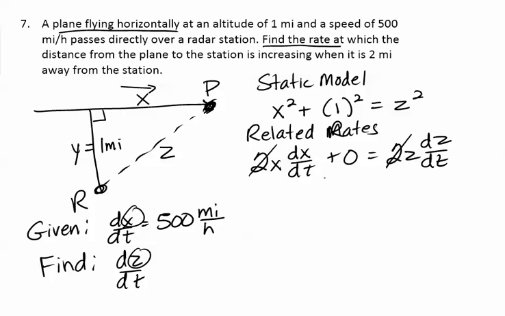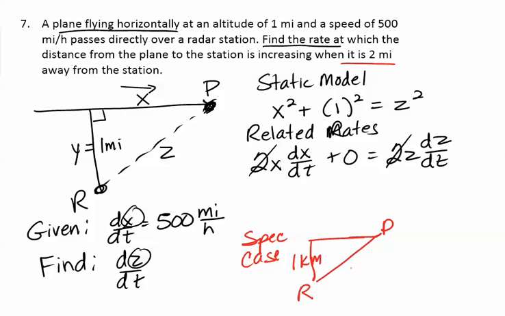All right, our specific case. Our specific case is when the plane is 2 miles from the station. So our specific case, maybe give myself some room there. Our specific case triangle, the vertical height is always 1 kilometer, and the distance between the plane and the radar station is 2 miles. Oops, kilometers and miles. I guess this is 1 mile.